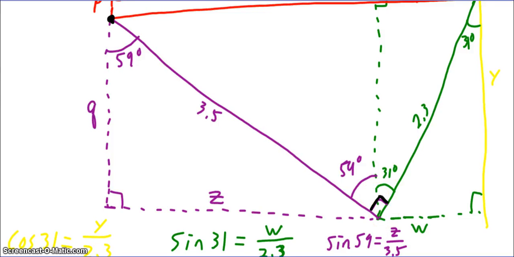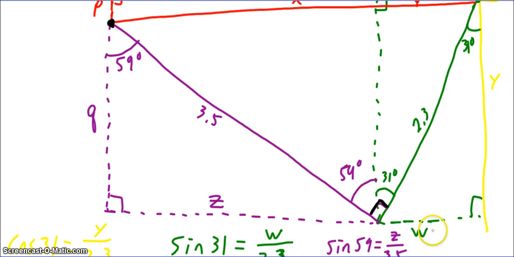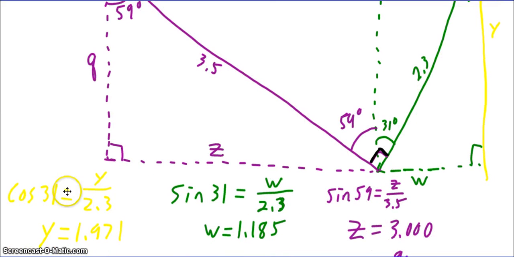So if I connect this segment straight up, now I created kind of a box here. And I know this angle is also going to be 31 degrees because of alternate interior angles. And I can find this distance y, what I called y. You could have used different variables. And I can also find this distance w. So I said the cosine of 31 equals y over 2.3, so y is 1.971 miles. Sine of 31 equals w over 2.3, so w is 1.185 miles.